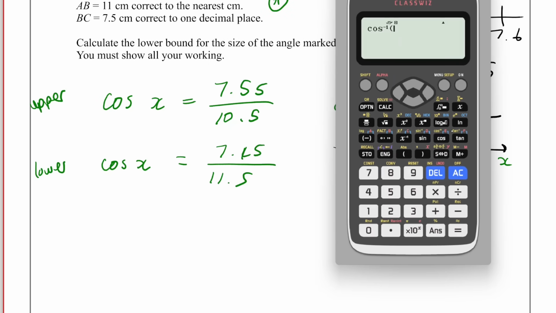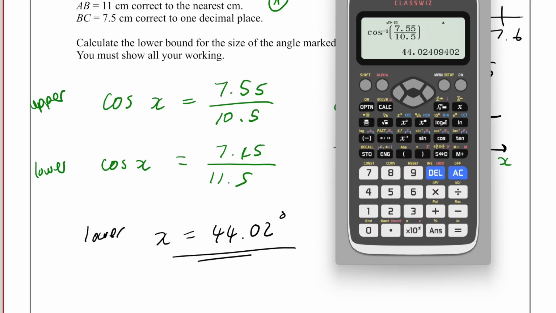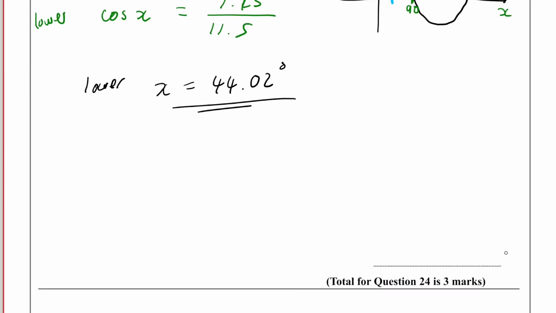So shift cos 7.55 over 10.5 is 44.02. So the lower bound for x is 44.02. And you can check that, because if you did put it in the other way around, you would get a bigger answer. The lower bound is 44.02 degrees.